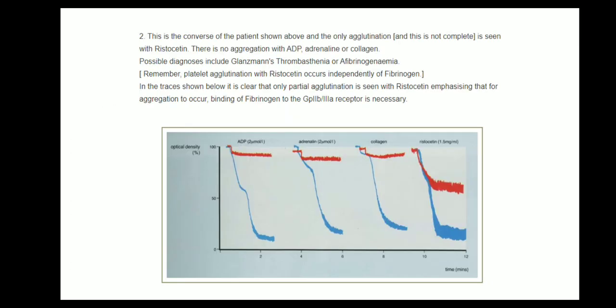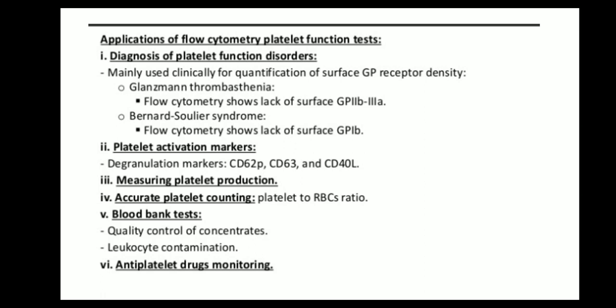The second example given here is, you can see the red lines on top, where there is no aggregation after addition of ADP, adrenaline and collagen, whereas incomplete agglutination is seen with ristocetin. So this could be a disease of Glanzmann's thrombasthenia. So this was about platelet aggregometer, where light transmission aggregometer is the most standard application.